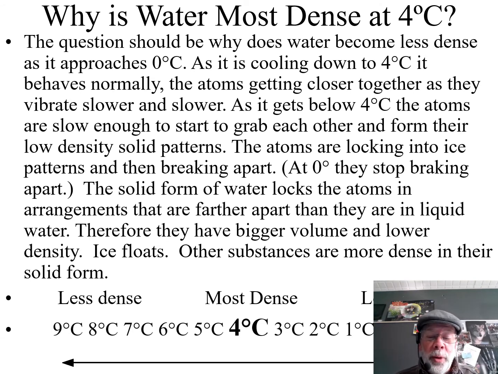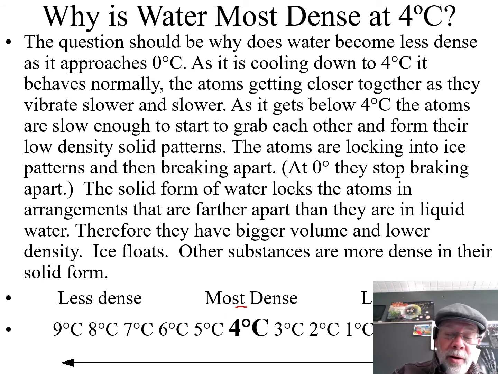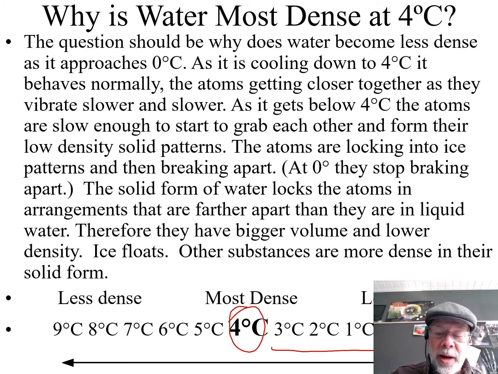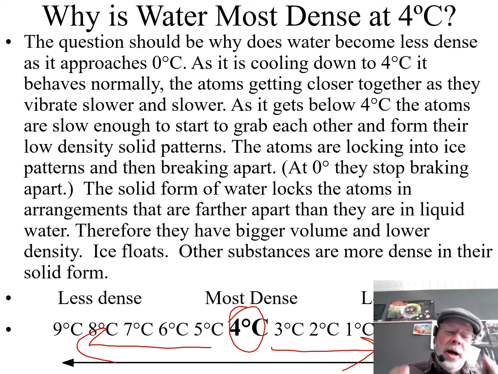So when is water most dense? Look at it right there. 4 degrees Celsius, most dense. If I go this way, what happens to the water? Becomes less dense. If I go the other way, what happens to the water? Becomes less dense. Remember that fact. You'll see it on a variety of questions.